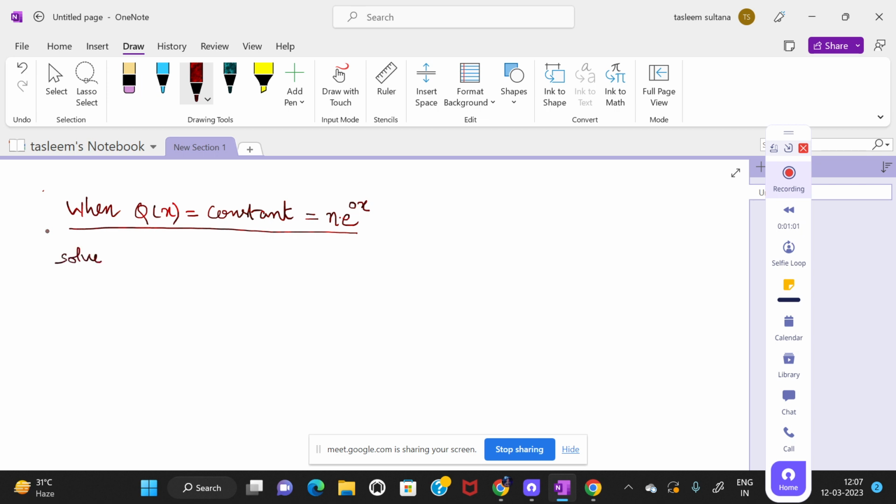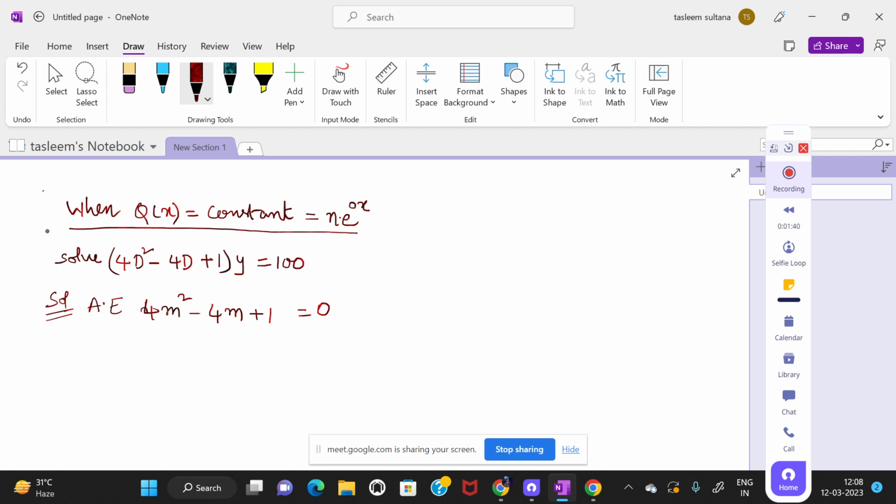Like this problem they may ask you in the short. Solve (4D square minus 4D plus 1) of y, which is equal to 100. So already it is in operator form, so directly we'll move to finding the auxiliary equation: 4m square minus 4m plus 1 is equal to 0.